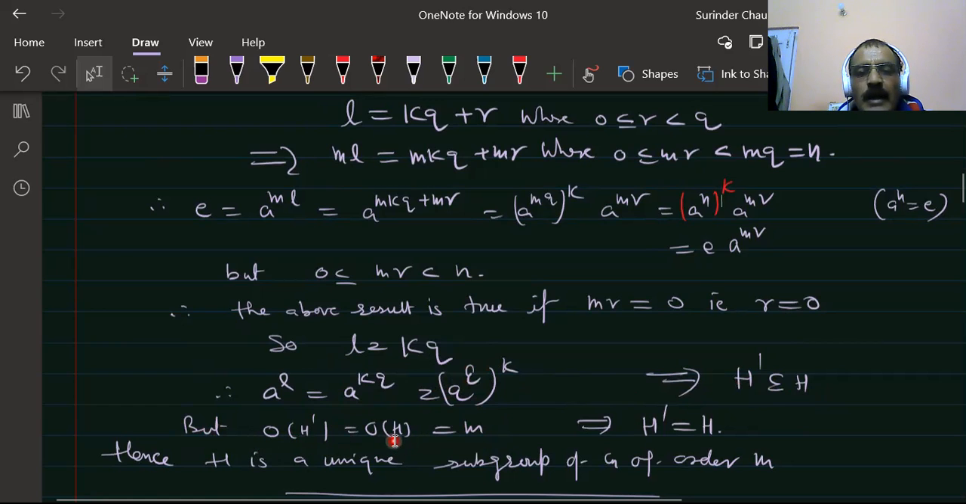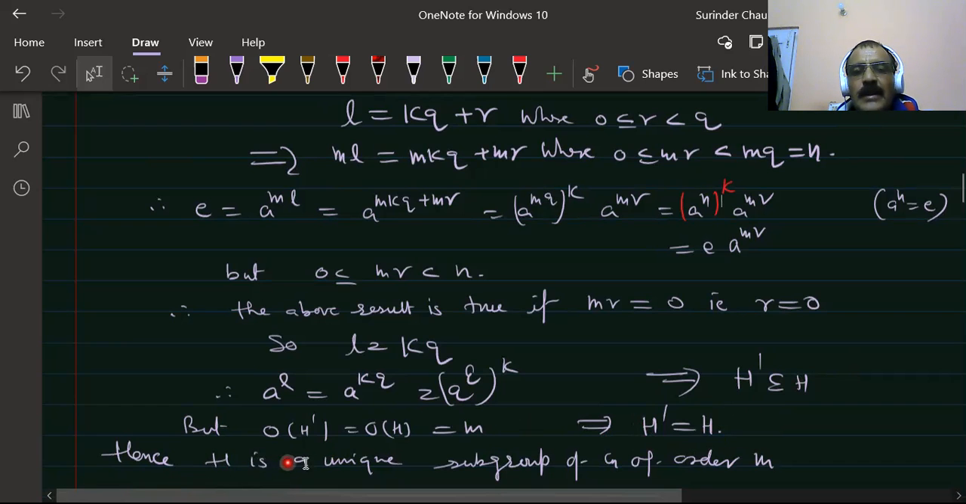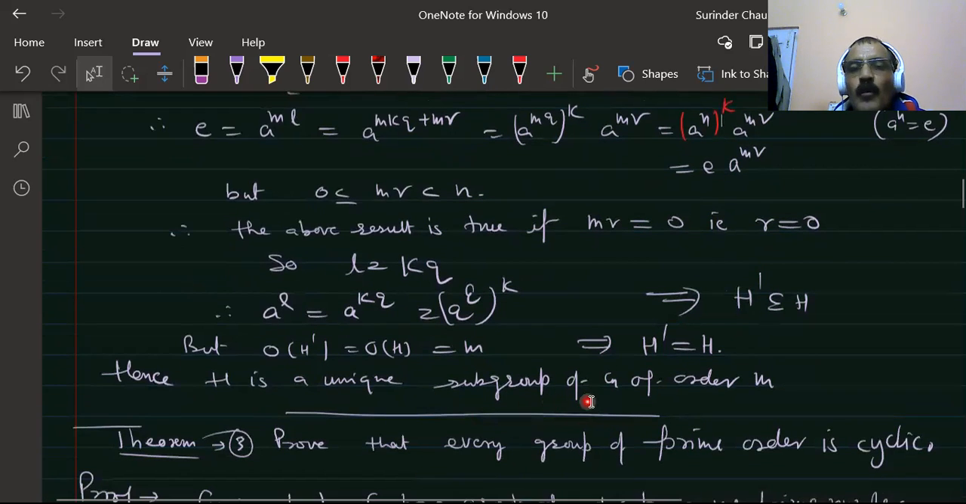The order of both the sets H dash and H are the same. Therefore, H dash must be equal to H. The elements of H dash are generated by AQ. Elements of H are also generated by AQ, and they're already the same. Therefore, both the sets must be equal. And there's a group of G. So hence H is a unique subgroup of G of a pair.